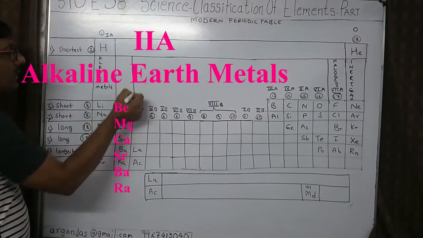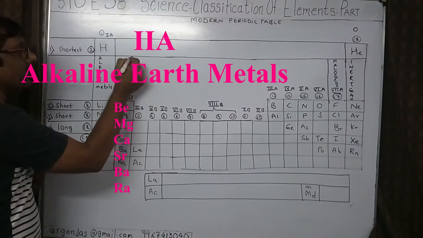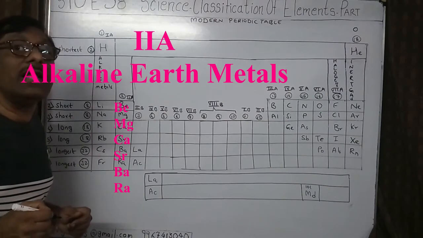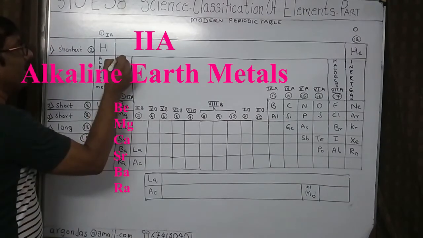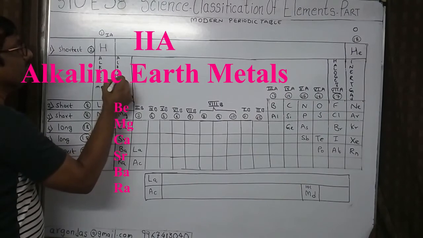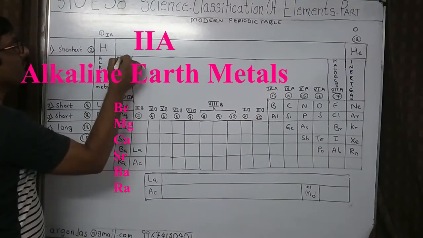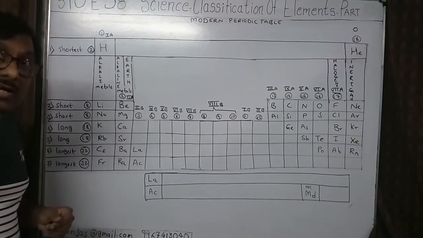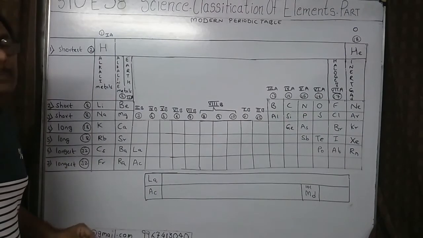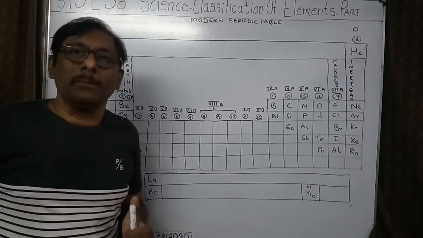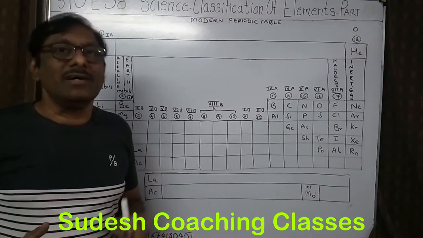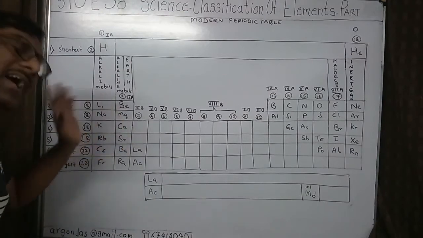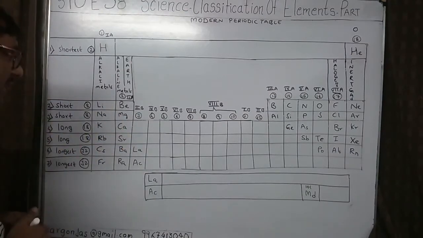Their name will be alkaline earth metals. The second A group will be alkaline earth metals because these metals are found very abundantly in the earth. So they are called alkaline earth metals. Of course, they form an alkali of their own: calcium hydroxide, magnesium hydroxide, and so on. Therefore, they are called alkaline earth metals.